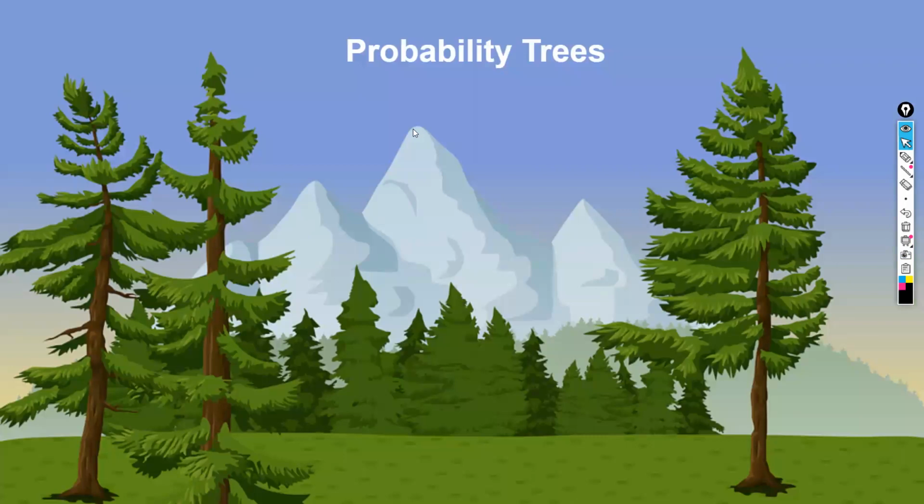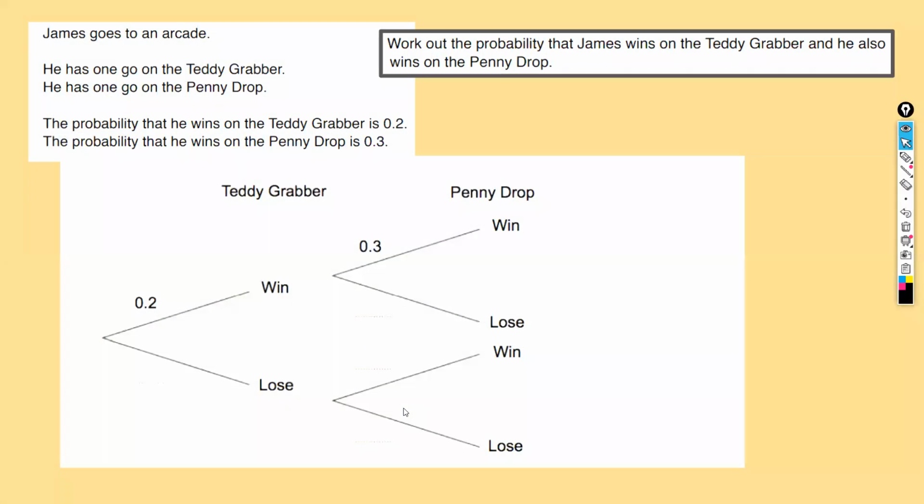All right, so now we're moving on to a different section of probability, something called probability trees. Okay. Right. So read this question and then we're going to, right? So apparently you have two games here.